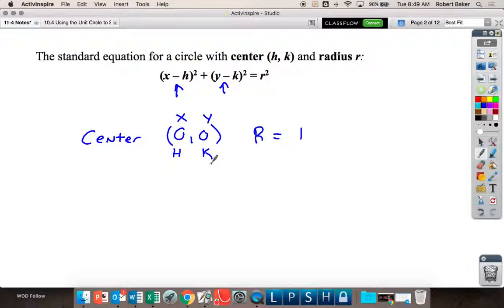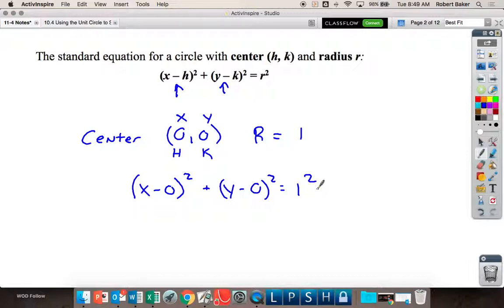So our x value is h, our y value is k. That is going to haunt you in Algebra 2. H and k are x and y. That is the center of your graph. So I'm going to take this h and k, and I'm going to plug it into this equation. X minus 0 squared plus y minus 0 squared equals r squared. That is the equation.